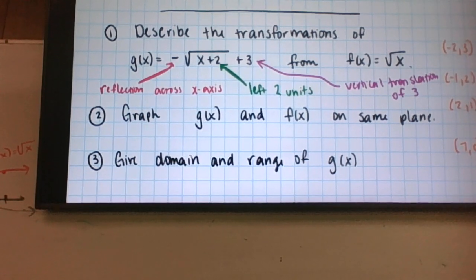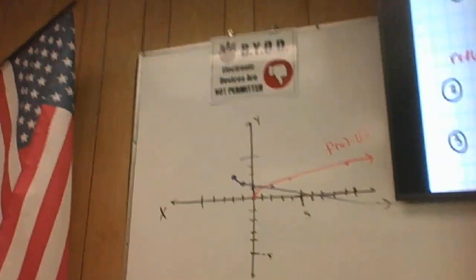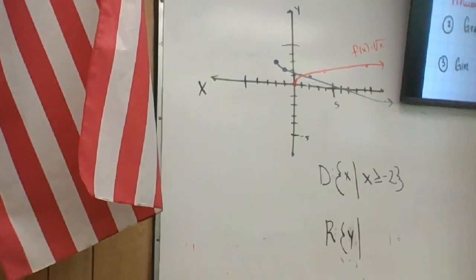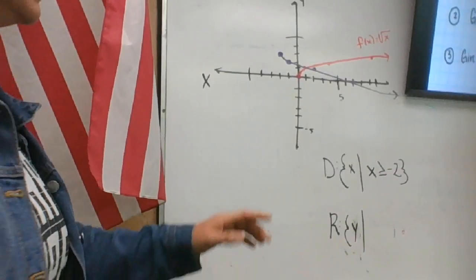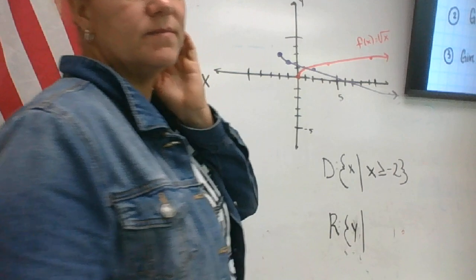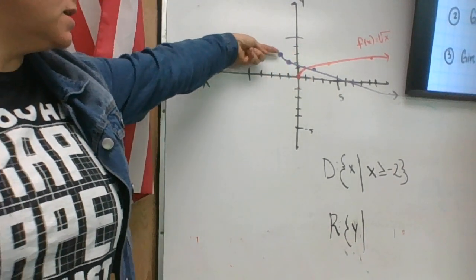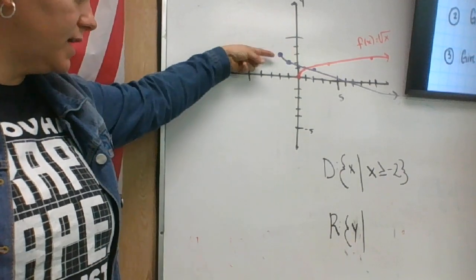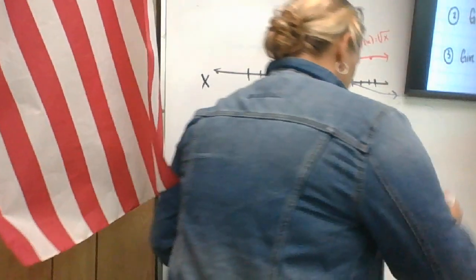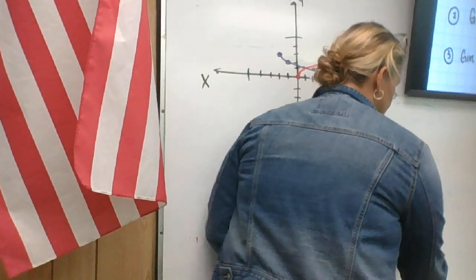And what's the range? All right, focus on the y-axis. Madison, what value did you put in for range? 3. On the y-axis, the endpoint's at 3. It doesn't go any higher than 3. So this is y is less than or equal to 3.